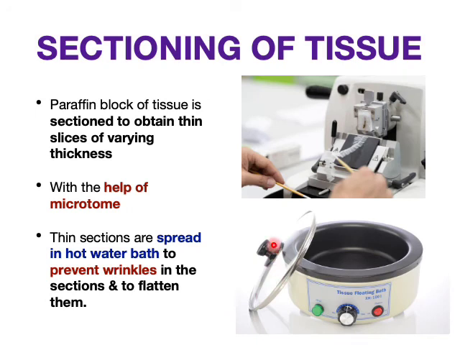Next part of the tissue processing is sectioning of the tissue. After preparing a paraffin block, here you can see a paraffin block seen in the tissue paraffin block holder of the microtome. This is the microtome, which has a knife in an inclined position so that we can cut the tissue clearly. The paraffin block of the tissue is then sectioned to obtain thin sections of varying thickness. We can adjust the thickness we want here.